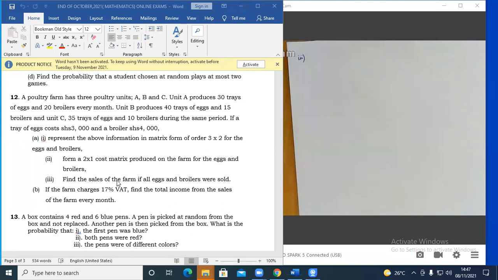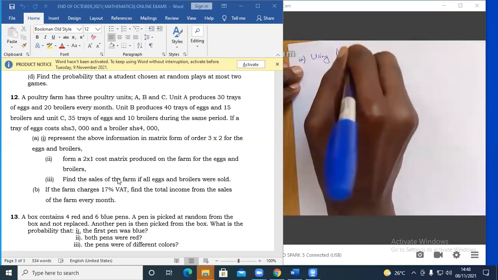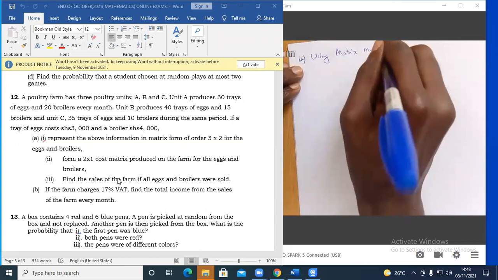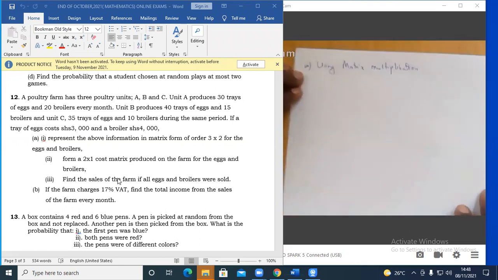They said find the sale of the farm, if all the eggs and the broilers were sold. So what are you going to do? You are going to multiply. Using matrix multiplication.